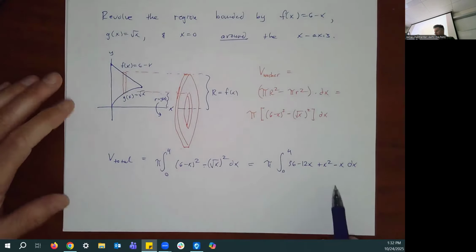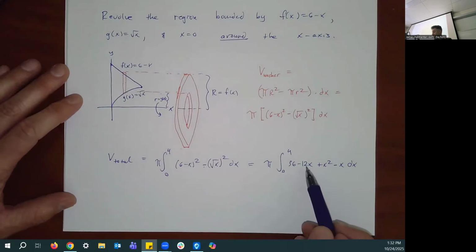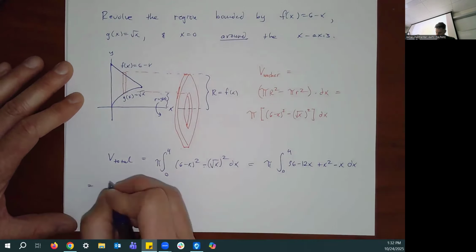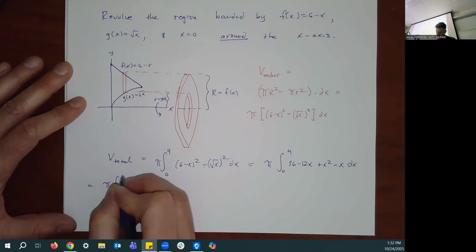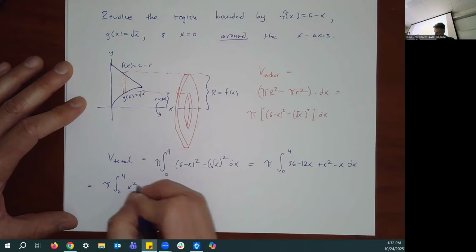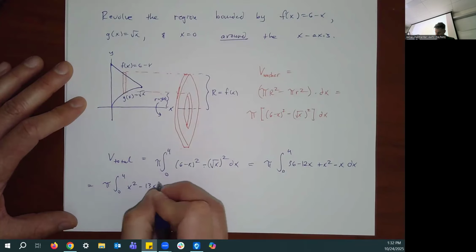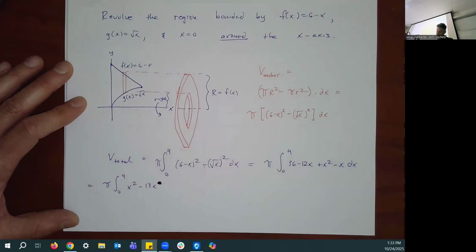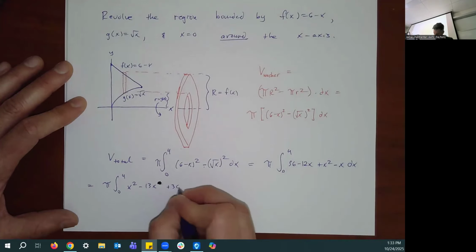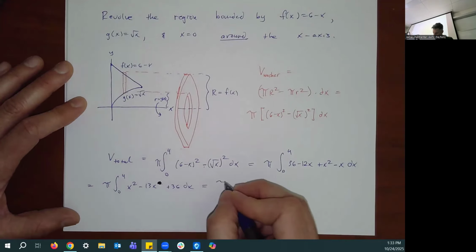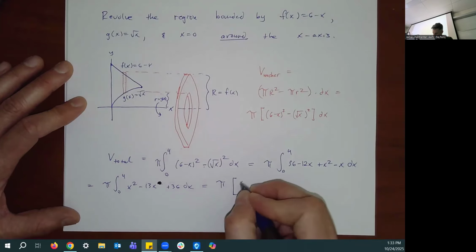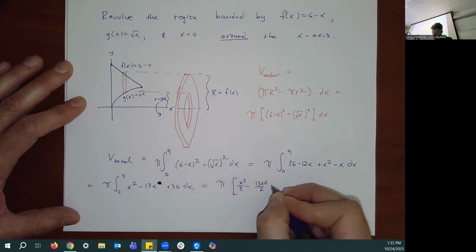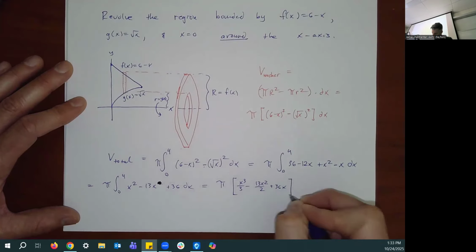So I would probably take the extra step of combining the negative 12x and the negative x because we can. So I'm going to rewrite this as pi times the integral from 0 to 4 of x squared minus 13x, sorry, plus 36 dx. And then we integrate, we get pi times x cubed over 3 minus 13x squared over 2 plus 36x from 0 to 4.